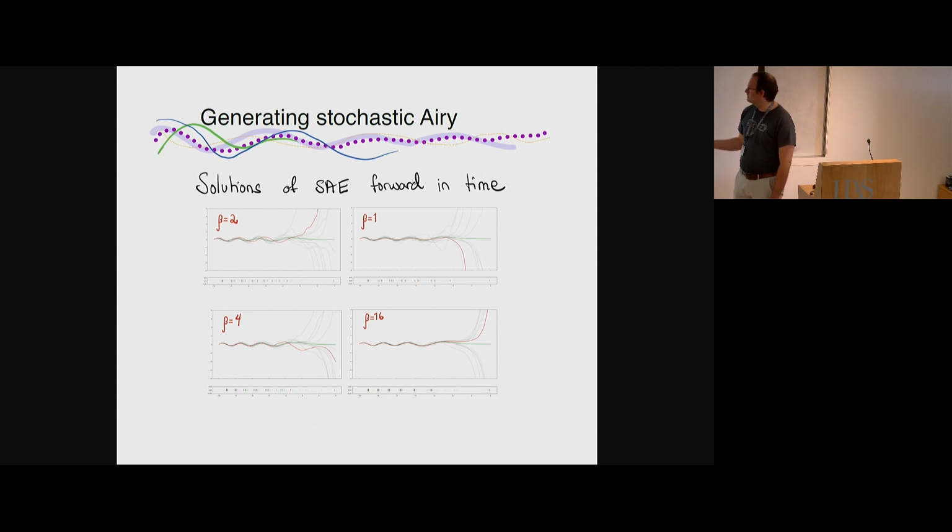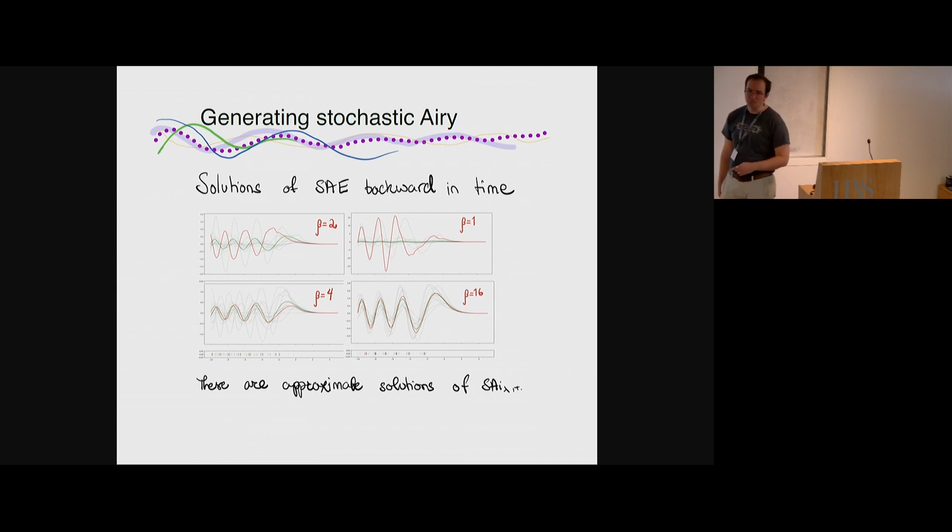You cannot get a solution of the stochastic Airy equation which is bounded by picking a time and running this forward in time and solving it. You can if you go backwards in time. So this is the stable direction. What you should do is look at a large positive time, and you have to run the equation backwards, and then you see Airy behavior is generic.